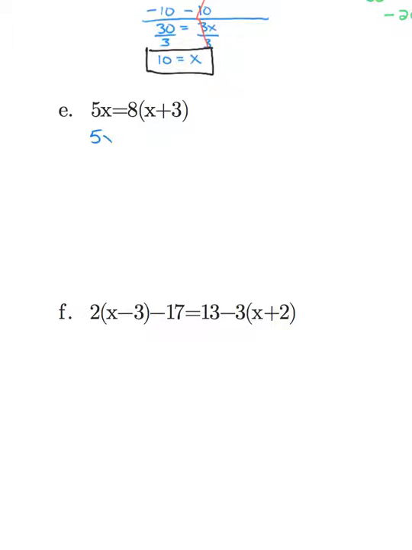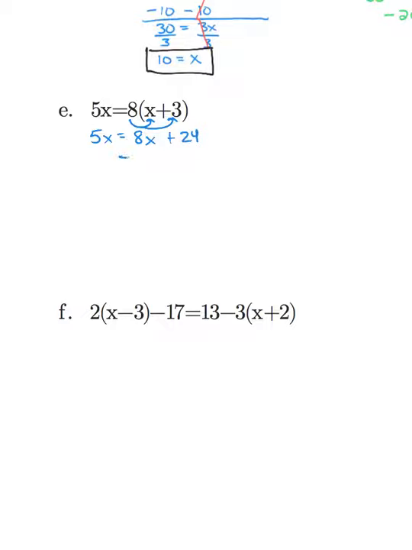On the left side, I'm left with 5x. On the right side, I have 8x plus 24. Now, this problem is not a good example of moving your variable terms to the right. You'll have to do a lot more steps. Notice here that all of our constants are already on the right side. So the first thing I need to do is move all of my variables to the left. Remember that you have to have your variables and your constants on opposite sides of the equation.